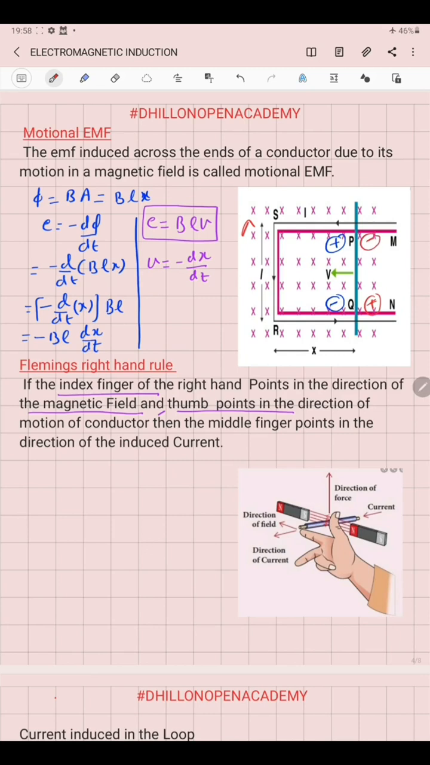So in this way we can easily understand that the EMF induced, or the current induced in the circuit due to the phenomenon of electromagnetic induction, continuously changes its direction back and forth. So the current or EMF induced in this case is not direct current, but is alternating in nature.